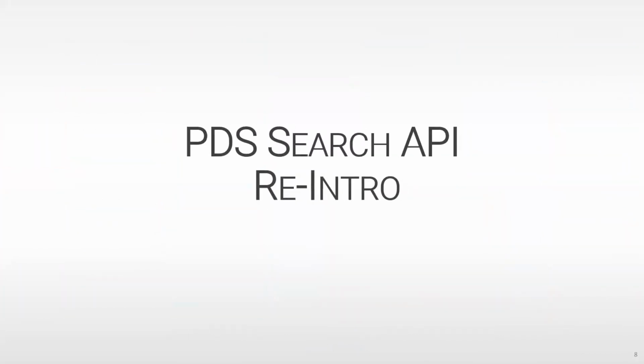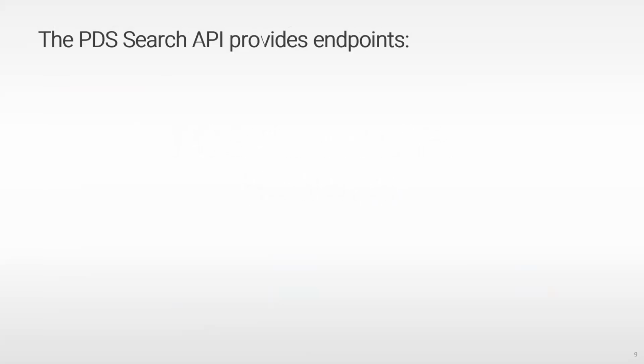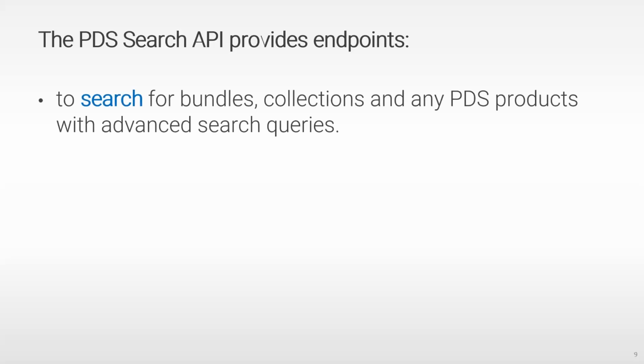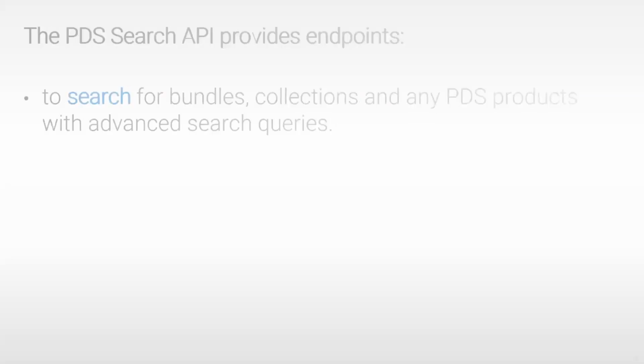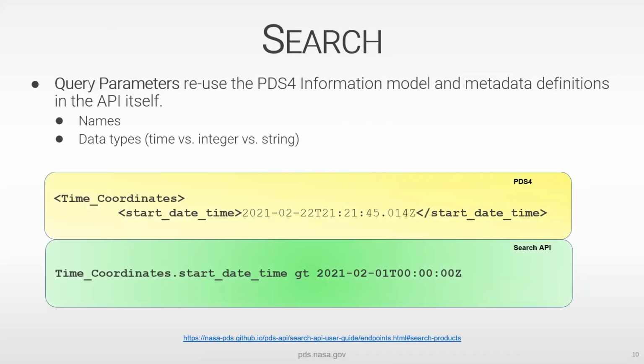Okay, so a re-intro, because I've presented this a few times in various venues: our API and what you can do with it. We have endpoints to do a few things. One, you can search for bundles, collections, or any PDS product using advanced search queries. By that, I mean you can think of any search queries you do with APIs, but also with Google even. They have their complex query language you can use.